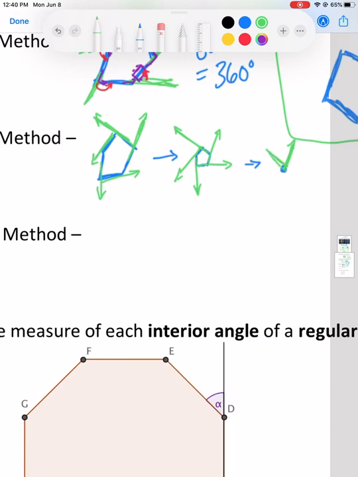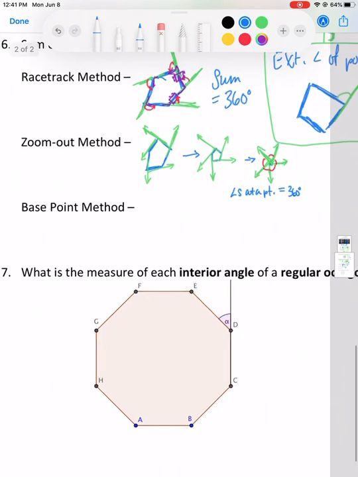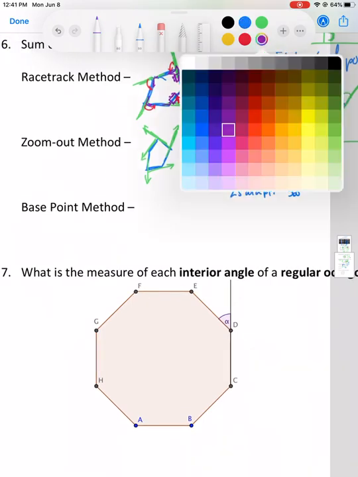This one will come out like this one. This one will come out like this one. This one will come down again. This will come left again. So notice that it has become a point, and all of the angles around this point, as we know, are equal to 360. So it becomes angles at a point equals 360. The base point method we won't do here.